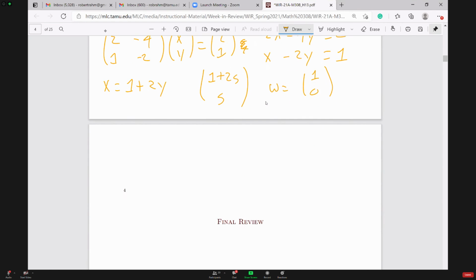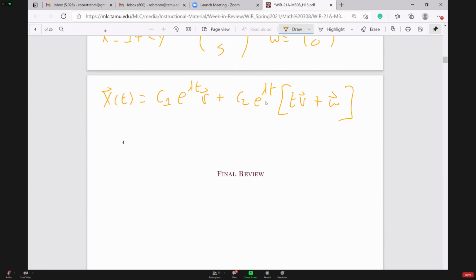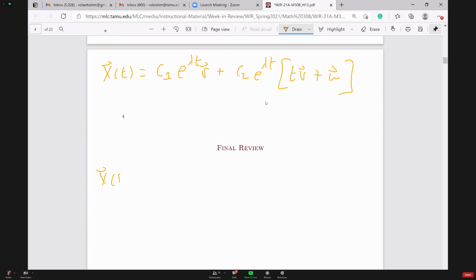And then the general solution in this case is x of t equal to c1 e to the lambda t v, where v is the eigenvector, plus c2 e to the lambda t times (t v plus w). Again, v is the eigenvector, w is the generalized eigenvector. For this particular problem, lambda is equal to 1, so x of t is equal to c1 e to the t times [2, 1], plus c2 e to the t times (t [2, 1] plus w, which is [1, 0]). This is the form that we like to write it in.